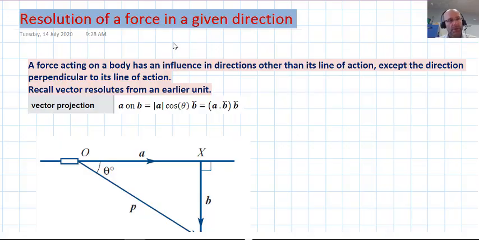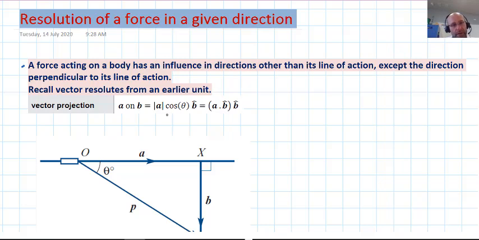We're looking at resolution of a force in a given direction, and we'll look at a couple of different approaches to dealing with this, and it's a common thing we need to come to terms with. To be able to do that, we need to understand as our first goal that a force acting on a body has influence in directions other than its line of action, except the direction perpendicular to its line.